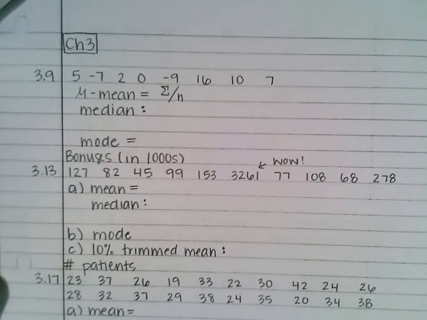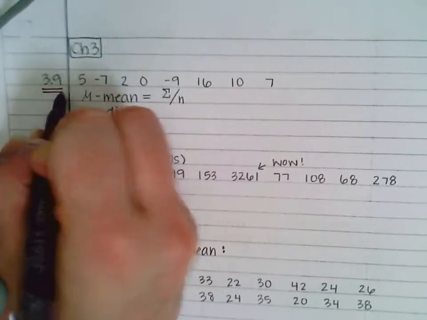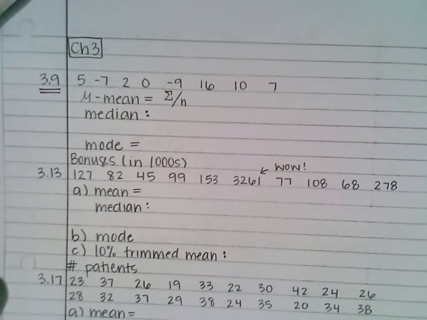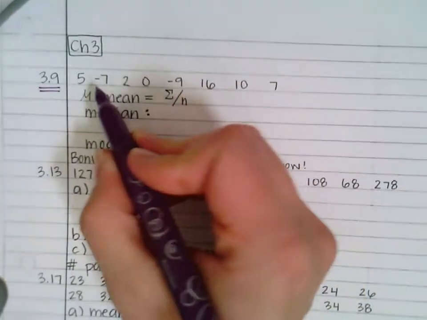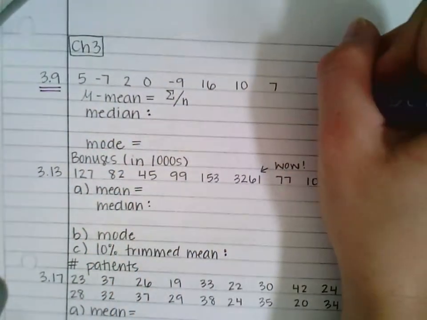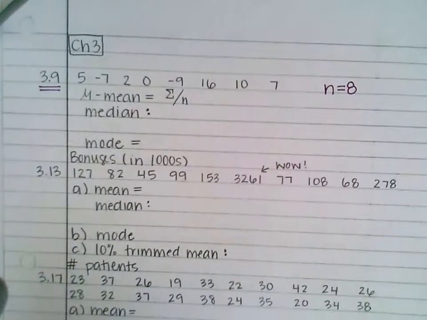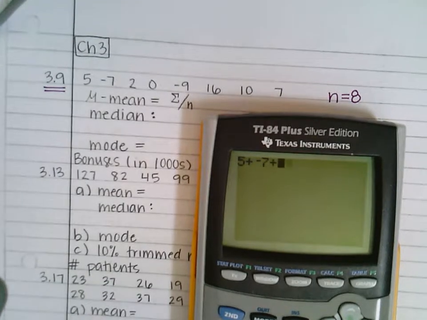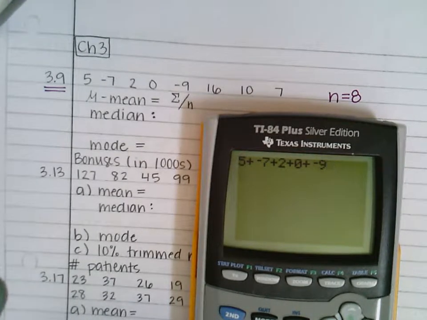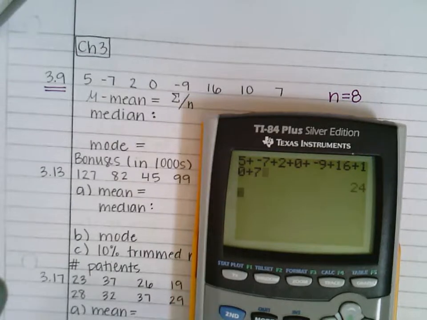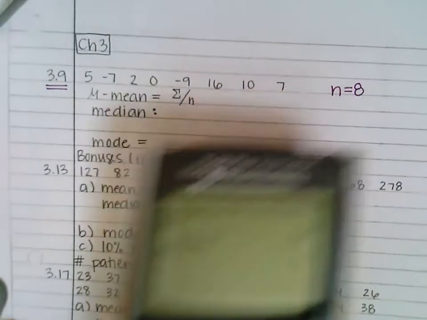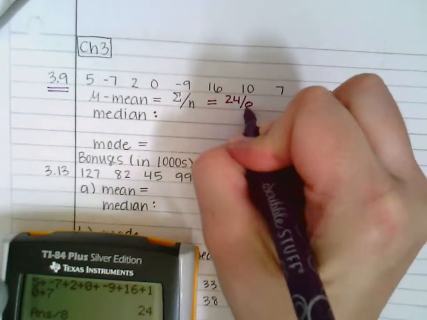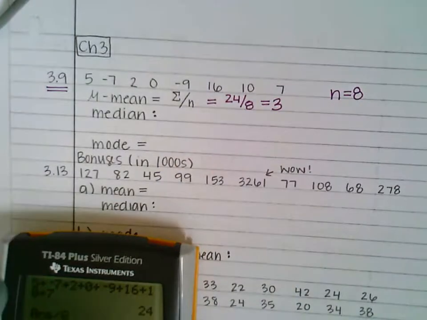Okay, so on question 3.9, it gives us this really small data set. If you wanted to find the mean, you add them all up and divide by n, where n is 8 data points. So I would do 5 plus -7 plus 2 plus 0 plus -9, 16, 10, and 7, and divide that by 8. So 24 over 8 gives me 3.